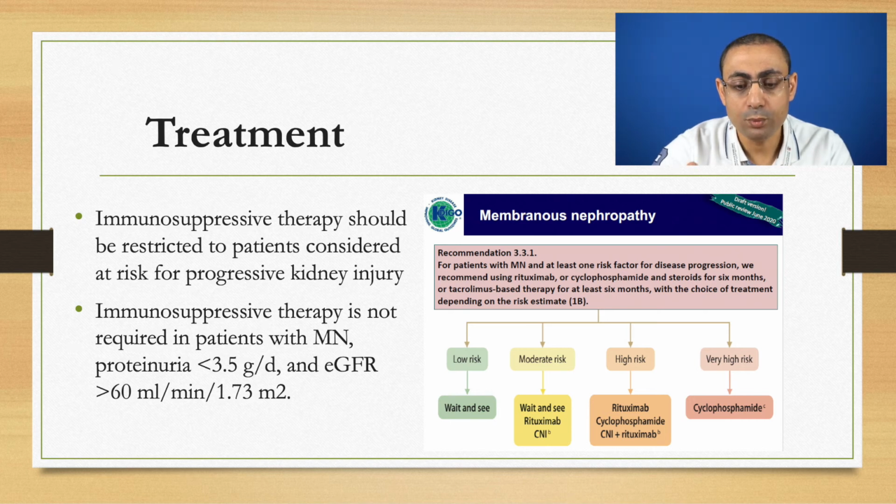For the high risk group, we will start treatment immediately, either rituximab or cyclophosphamide, or we can give a combination of CNI plus rituximab. For the very high risk group, from the start we will give cyclophosphamide.